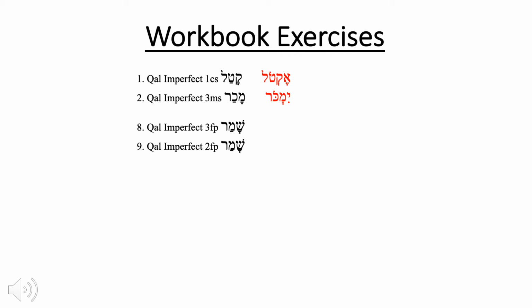I chose number 1 and 2 because they are the standard form of the imperfect, an I-class vowel under the preformative, which is a segol in number 1, eqtol, and a hirik in number 2, yimkor, and then followed by a holum over the second root consonant, over the tet in number 1 and over the kaf in number 2. Number 8 and number 9, though, are a little more tricky. I chose these two because of the rest of the list, which is fairly standard. Number 8 and number 9 stand out as somewhat unique. So go ahead and take an effort at those.